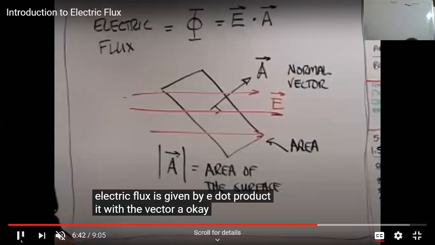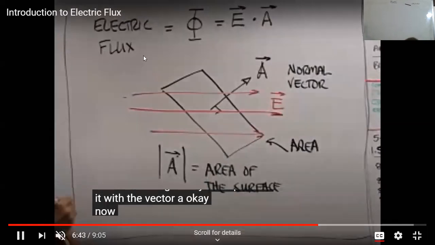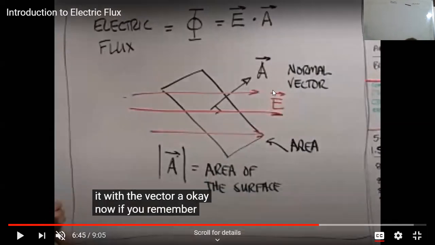Now, the definition of electric flux is given in this way. We know what E is, the electric field. We know what the A vector represents. The dot product of them is electric flux. The dot product of the electric field and the area vector is electric flux. Now, dot product means, if you remember, A dot B is equal to AB cos theta. Do you remember this from the vector chapter?